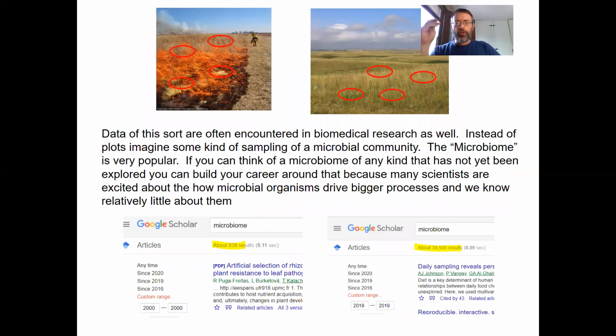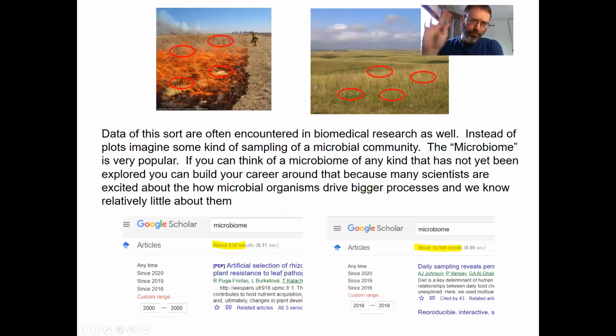Data of this sort are also encountered in biomedical research. Instead of plots, you can imagine some kind of microbial sampling, and the microbiome is very popular. Here I did a quick Google Scholar search. I put in the year 2000, and I got 838 results from that year. That's papers published. I put in the year 2019, and I got 39,500.